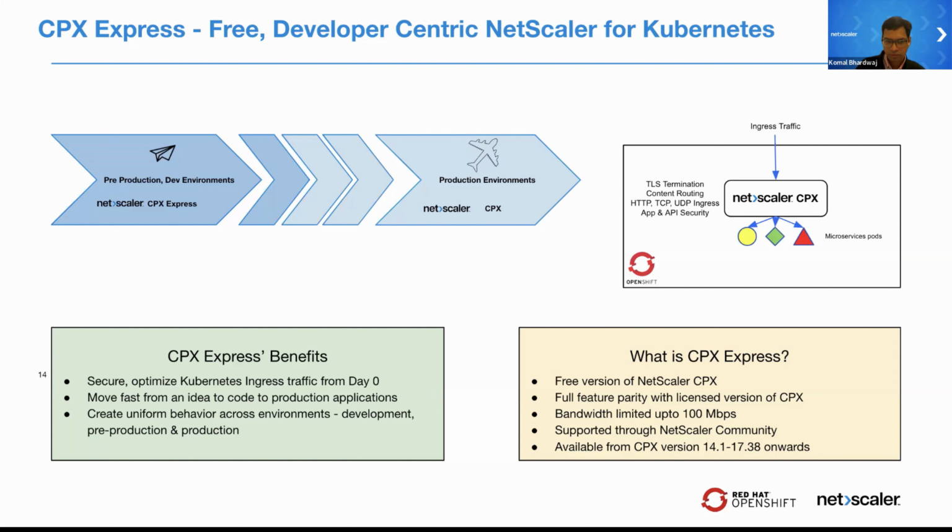So once you develop with CPX Express, the only thing your Kubernetes platform admins and the networking admins have to do is add a license to the same instance of CPX. There is no difference in the container image of CPX Express and CPX. So that's where you'll be able to really move fast from development to production.